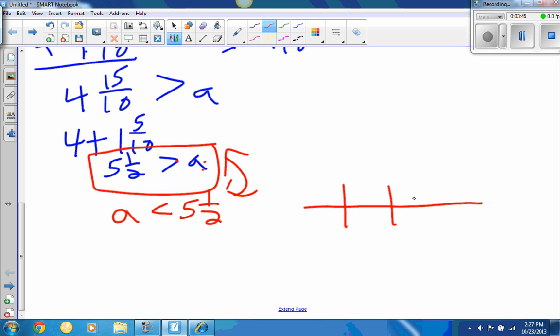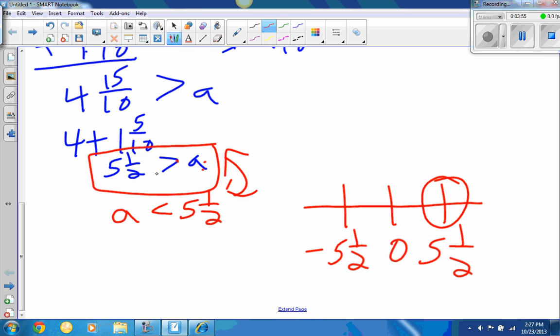So if I put it on a number line, I have a negative 5 and a half, 0, and 5 and a half. And my answer is 5 and a half, so I'm going to circle it. There's no or equal, so I'm not going to shade it in. A is less than 5 and a half, so I shade it in that direction.